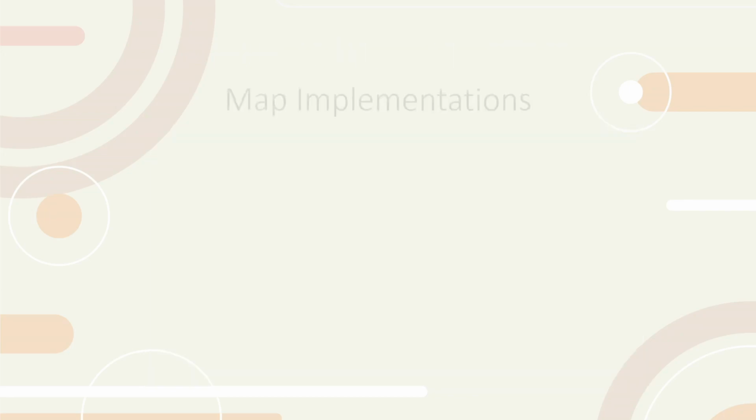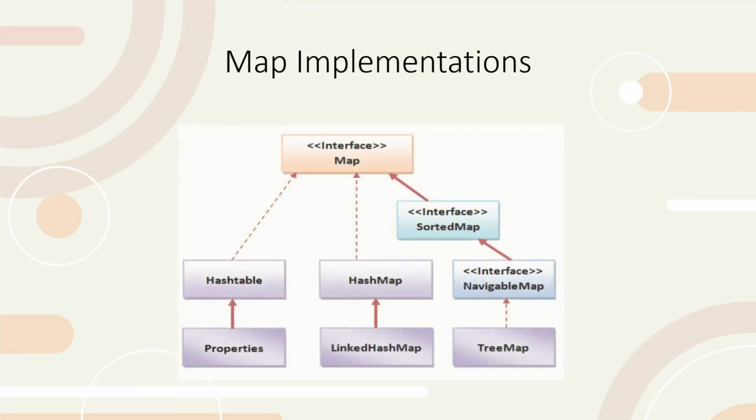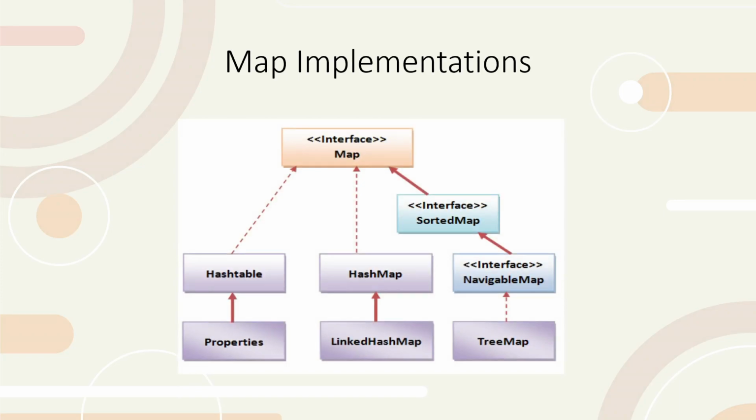So now let's see the Map implementation. The Map interface has three main implementations, that is HashMap, LinkedHashMap and TreeMap. HashMap is the most commonly used implementation and stores the key value pairs in a hash table. LinkedHashMap maintains the order of insertion while TreeMap sorts the keys in natural order.